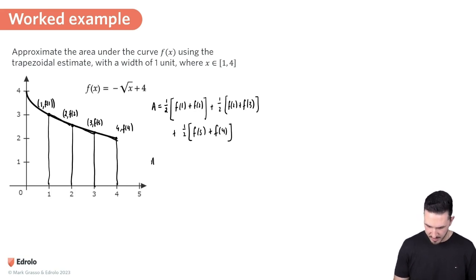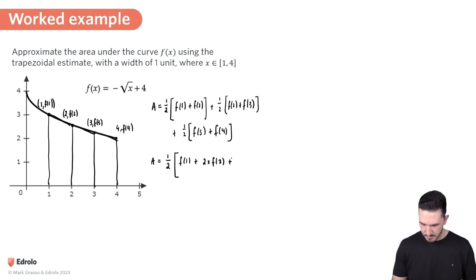So we'd have A equals a half. I'm actually just going to take out the factor of a half because it's common to all the sums. So this could essentially be the same as, before we substitute, f of 1 plus 2 times f of 2 plus 2 times f of 3 plus f of 4. The reason I've multiplied them by 2 is because we have 2 f of 2's and 2 f of 3's, so we can essentially multiply them by 2.